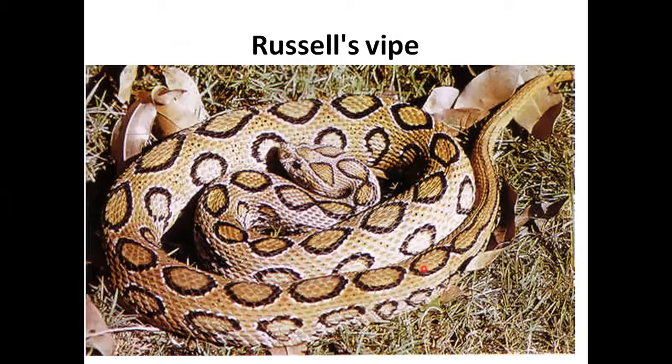Now let us see. This is the Russell viper, and you may observe, this photograph is not too clear, I think, but you can easily observe the different characters. Very small scales are present on the head.